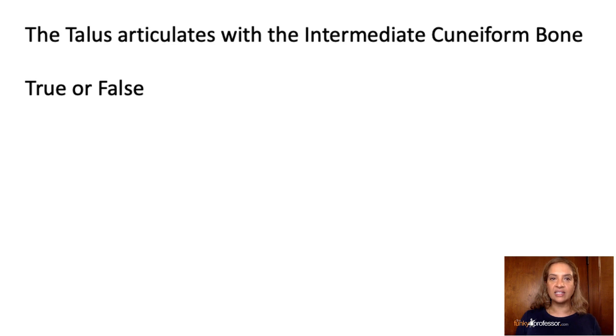So the next question is the talus. Does the talus articulate with the intermediate cuneiform bone? Is that true or false? Does the talus articulate with the intermediate cuneiform bone?